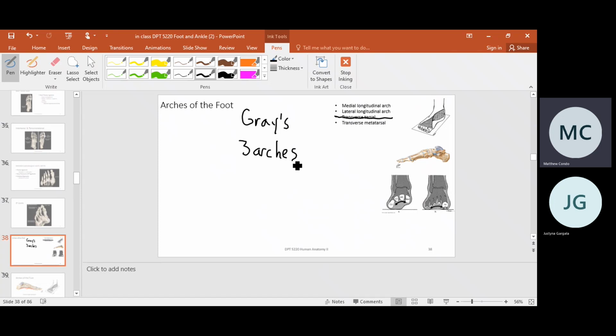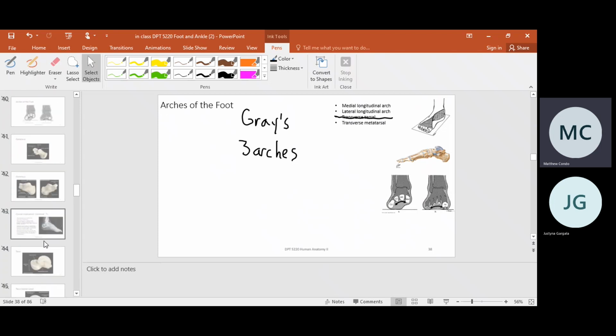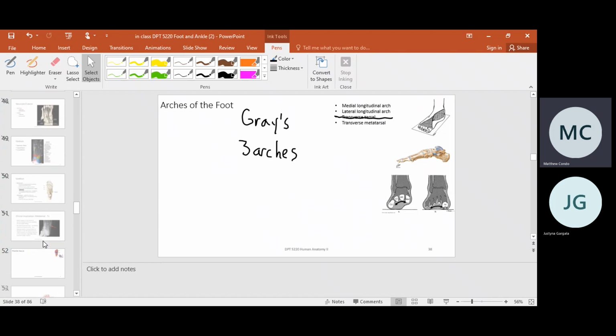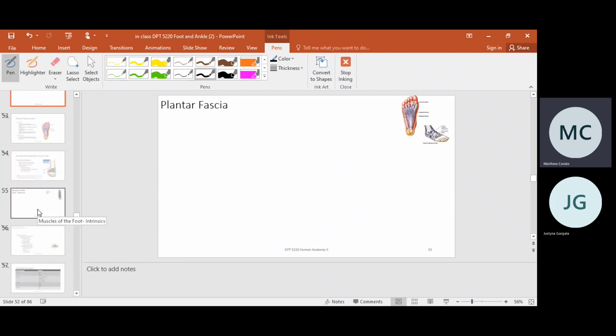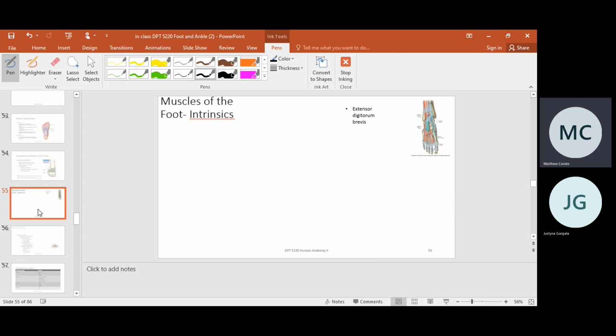Okay, so 3 arches is what we're going to be dealing with here. All right. So finally, without any further ado, not the plantar fascia. We are finally going to start covering muscle. It's only been, what, 4 lectures in? We're finally going to cover the first muscle of the foot.